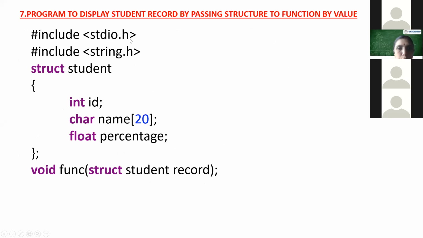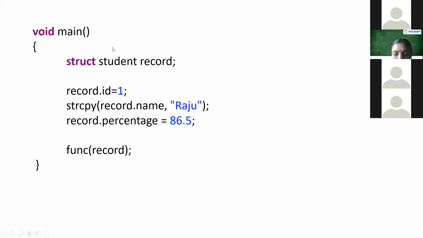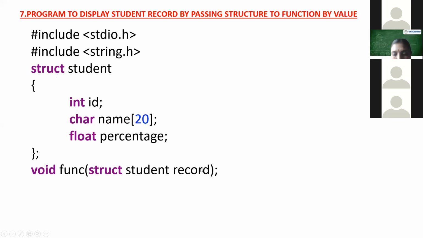Include the standard input output header file as usual, and the string header file. Here we have int, char, float. See here I am calling the void function, so I am passing that entire struct student record over here. The function is declared as void function struct student record, right? It is declared immediately after defining the structure, and I have passed this whole structure to this function.